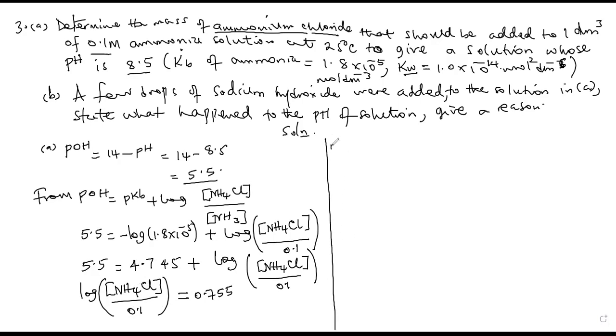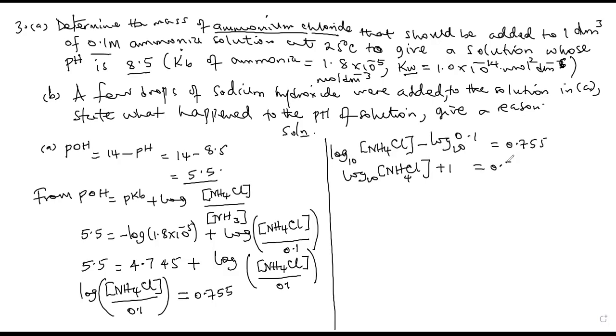So it would be logarithm to base 10 of ammonium chloride concentration minus logarithm to base 10 of 0.1, which is equal to 0.755. What does it mean? The logarithm of 0.1 is negative 1. Negative 1 times a negative gives positive 1, is equal to 0.755, implying that logarithm base 10 of ammonium chloride is, when you subtract 1, negative 0.245. But we need the concentration of ammonium chloride first.